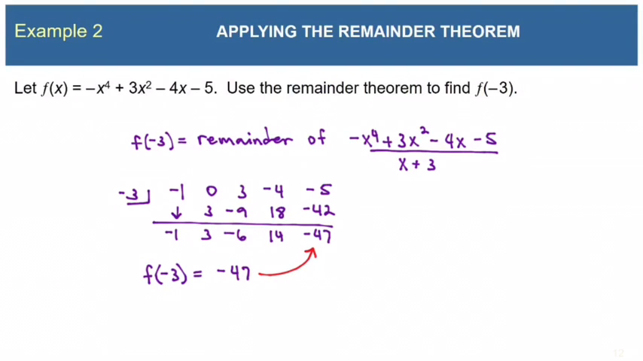I've noticed that people miss the remainder theorem problems on a test a lot, and I think the reason is they forget what the remainder theorem says. All it says is that if you want to evaluate a function, perform the synthetic division with that number in the box, and the answer you're looking for is the remainder. That's all it says. So we know how to do synthetic division, so there's no reason why we shouldn't ever be able to use the remainder theorem.